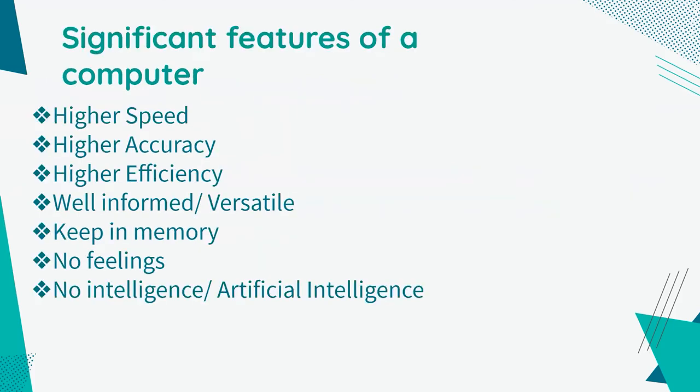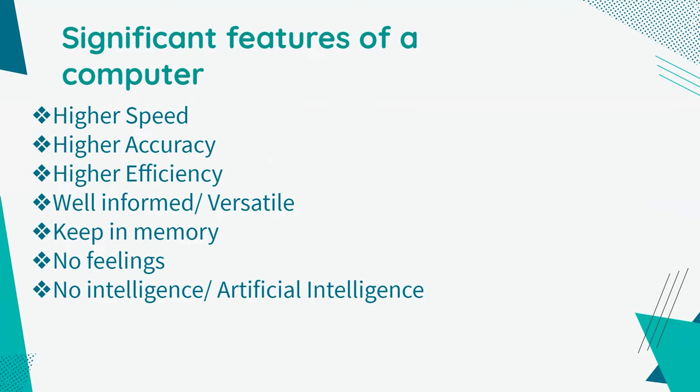Next, I'm going to talk about some significant features of a computer. The first feature I'm going to talk about is its higher speed. Computers are much faster to perform mathematical calculations than humans. Basically, this means that while it takes some time for humans to do a small calculation, a computer can do millions of additions, subtractions, multiplications, and divisions in the same amount of time.